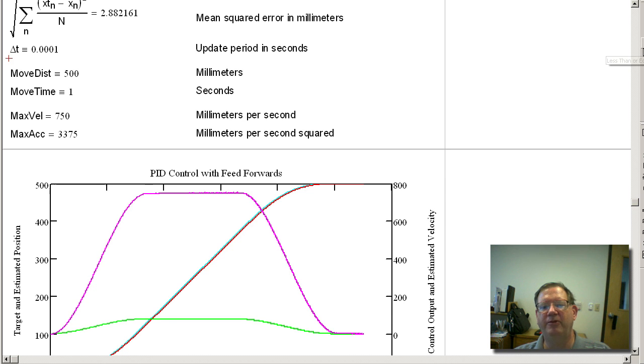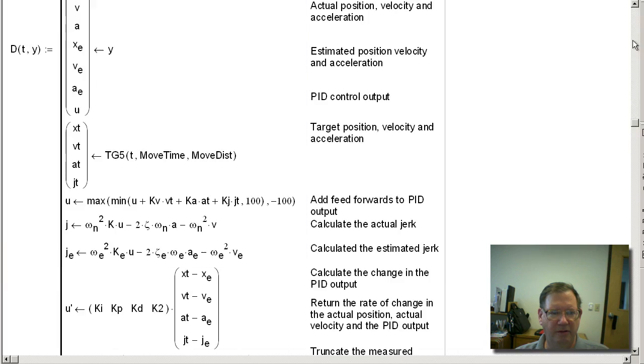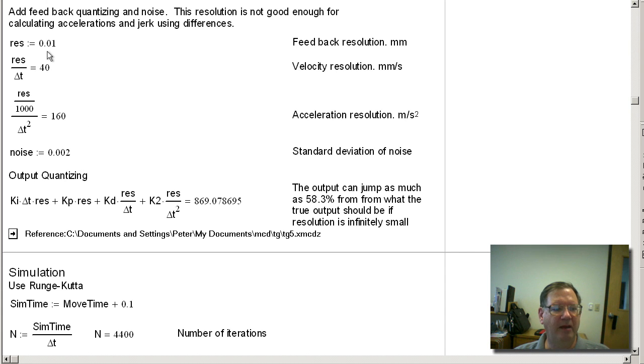So I've now changed my updates to, well, it's kind of unrealistic. Most motion controllers don't go that fast. Let's make this 250 microseconds. That's realistic. Okay, so I've got 250 microseconds for my control output. Let's go back up above. And you can see that my resolution is still 0.01 millimeters, but now my velocity resolution is 40 millimeters per second, and my acceleration resolution is 160 meters per second squared, which is 16 Gs, that's not usable. And you can see that just one count is going to cause an output of almost 870%. So that's just totally unusable.